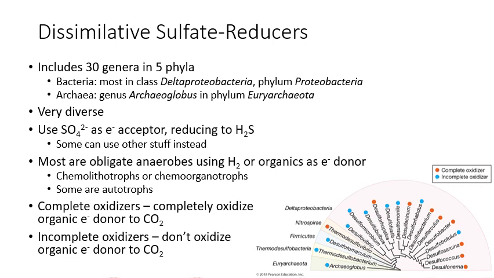What they all have in common is that they will use sulfate as their final electron acceptor in anaerobic respiration, which then reduces it to hydrogen sulfide, or H2S. Actually, some of them can use other things. For instance, some of them can use nitrate as their final electron acceptor. Some of them could also use fermentation or switch to fermentation instead of anaerobic respiration, but they're all able to use sulfate as their final electron acceptor.